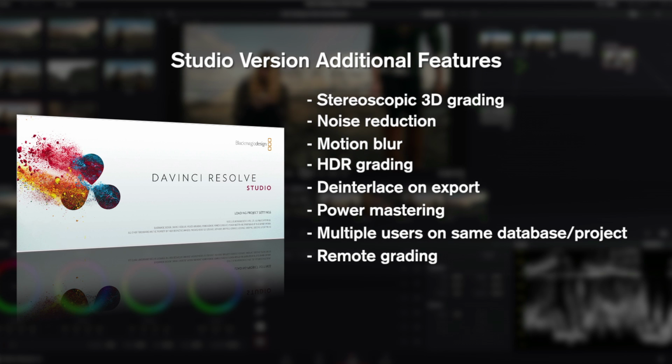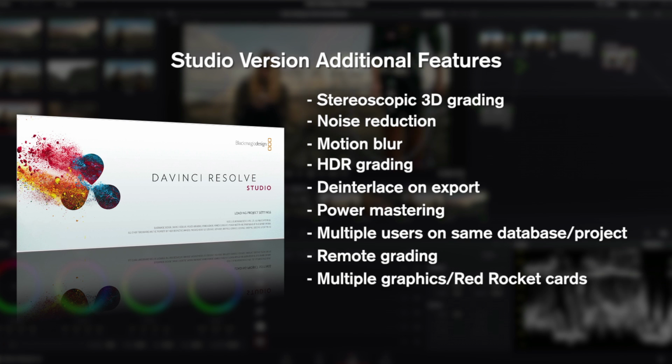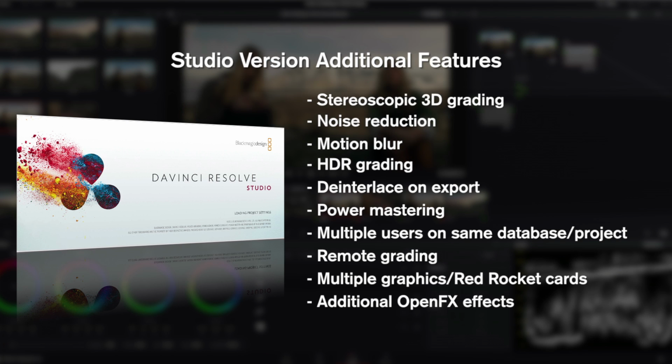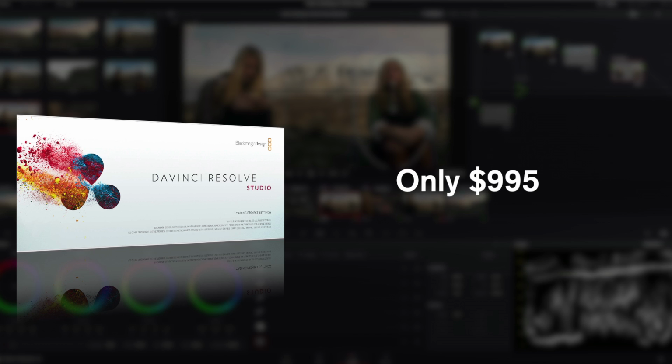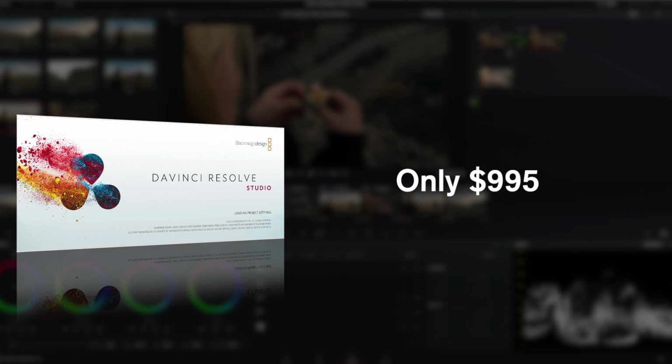The Studio version supports multiple graphics cards and multiple Red Rocket cards, which gives you better real-time performance and decoding of Red Raw. It also has a few additional OpenFX effects, including film grain, lens flare, and lens blur. If you work with DaVinci Resolve Transform Language or RA.look files, Resolve Studio supports these as well. So if any of those features are an absolute must, then go with the paid Studio version, and it's still incredibly affordable. I mean, it's under $1,000, which is insanely cheap compared to how much it used to be.